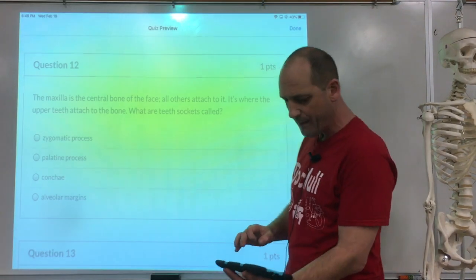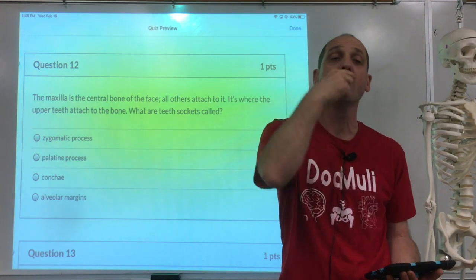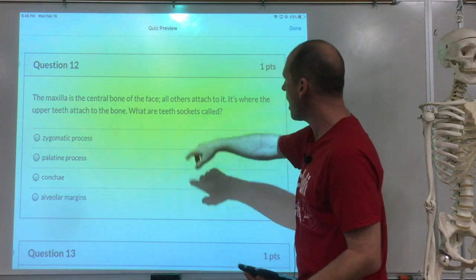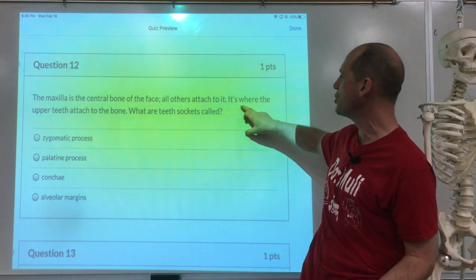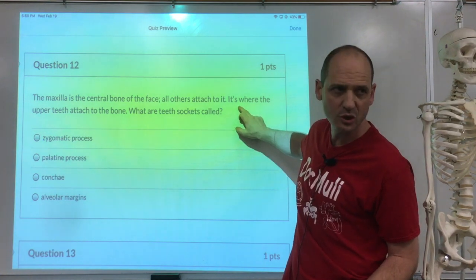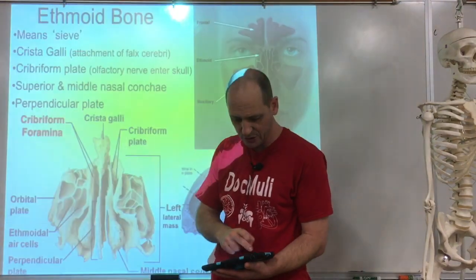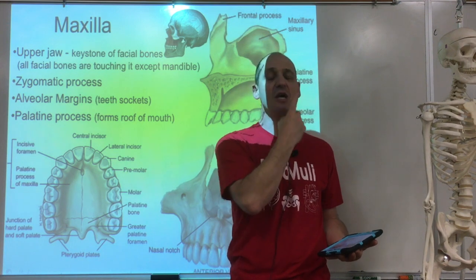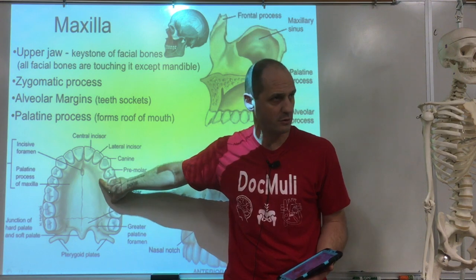All right. But next, the maxilla. So now we get to the facial feature bones. We got this bone, we got this bone, we got the cheekbone, a couple more things. The maxilla is the central bone of the face, which means all others attach to it. It's where the upper teeth attach to the bone. What are the teeth sockets called? There you go, alveolar margins. So all the teeth, that's the upper part here. The teeth going into the bone is a joint.